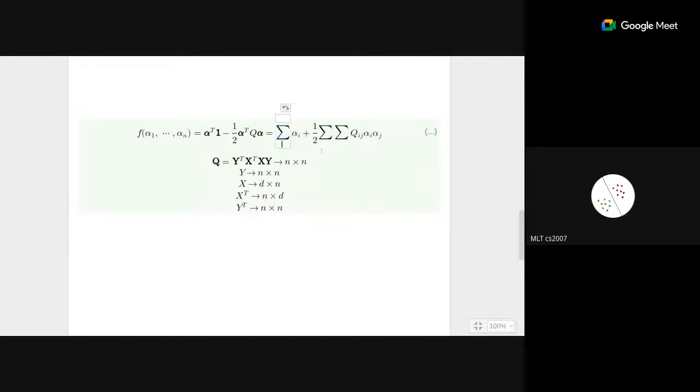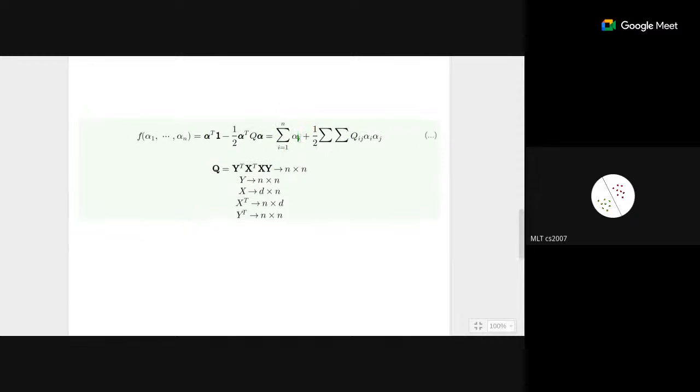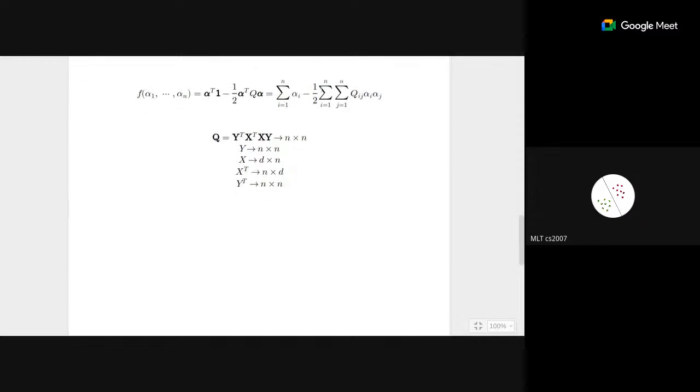In the first one, you sum it from 1 to n. The next one, what you do is you have a double summation, where i runs from 1 to n, j runs from 1 to n, Qij. Q is nothing but the symmetric matrix given by this. So this is a quadratic function in Lagrangian multipliers, right?